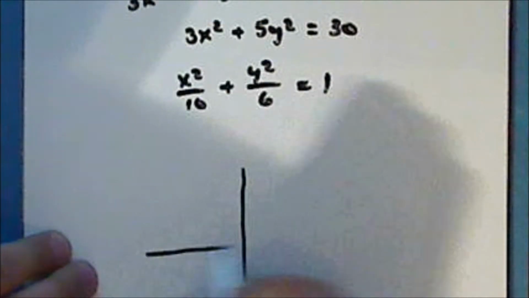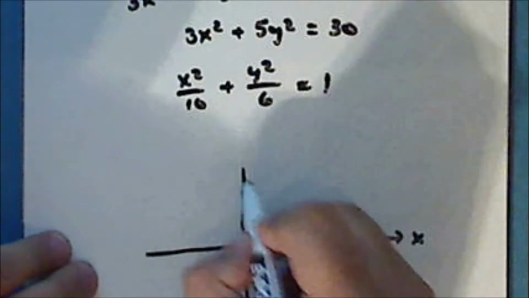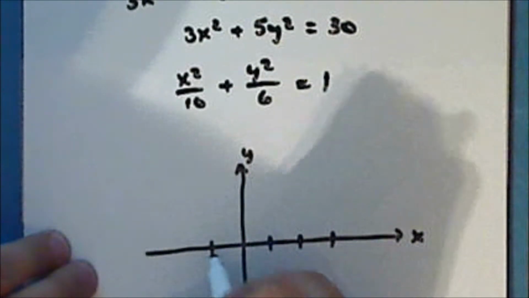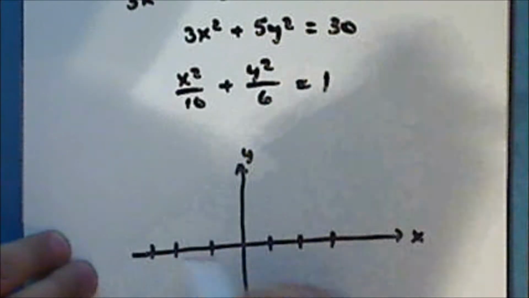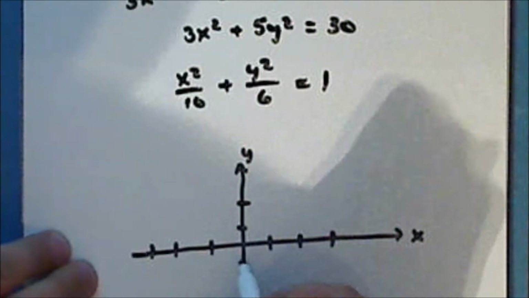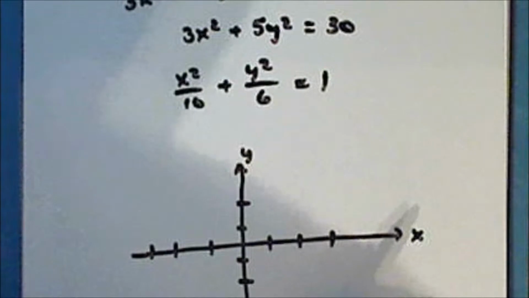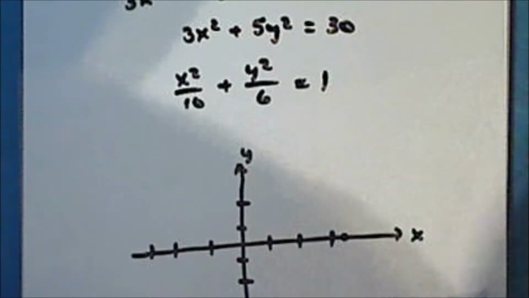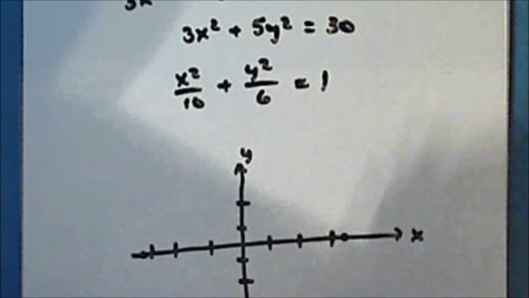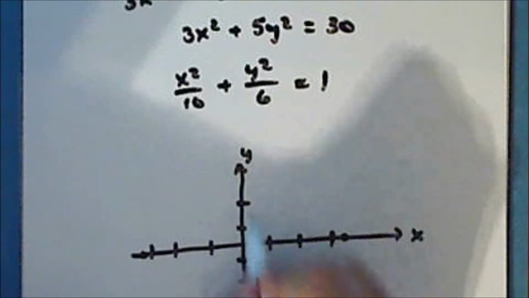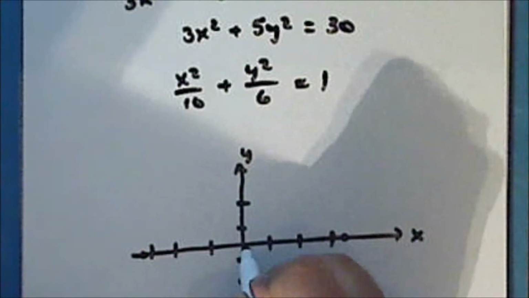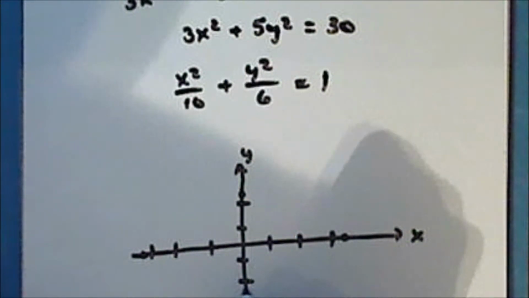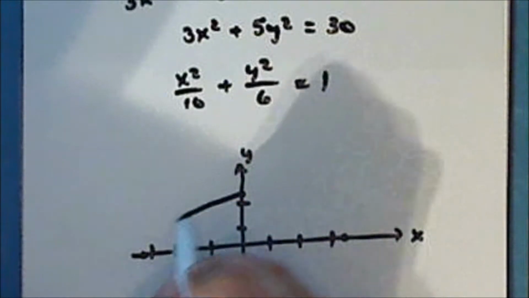This is the ellipse centered at the origin, with major axis on the x-axis and endpoints square root of 10, 0, and negative square root of 10, 0, and semi-major axis on the y-axis with endpoints 0, square root of 6, and 0, negative square root of 6.